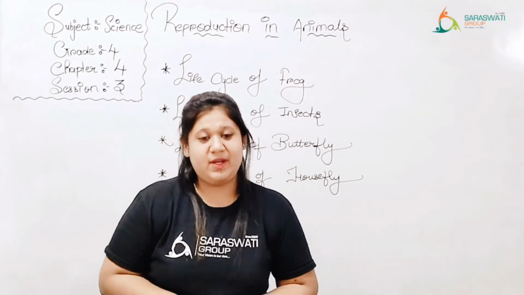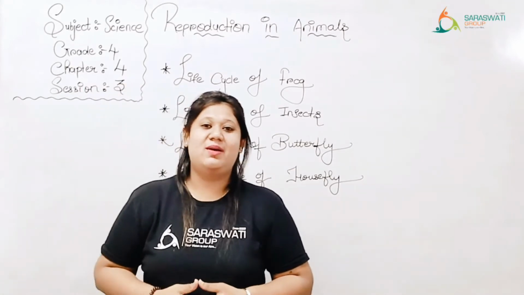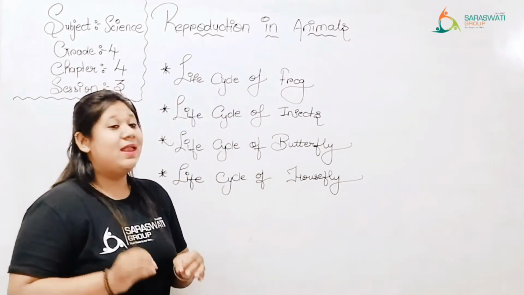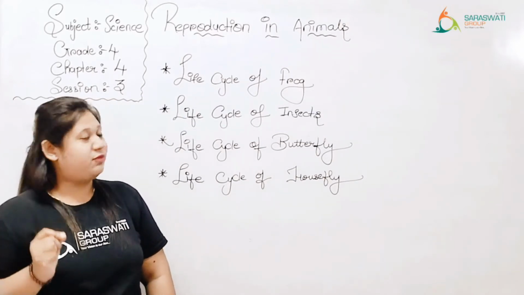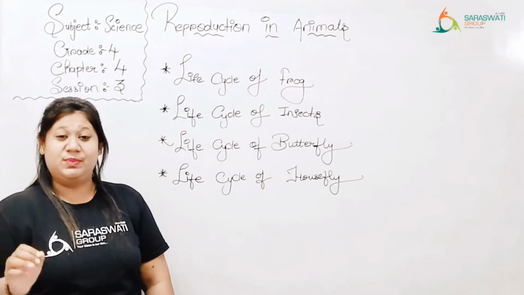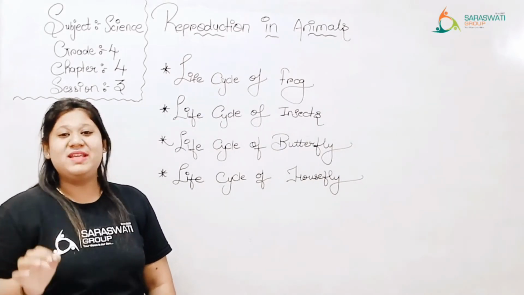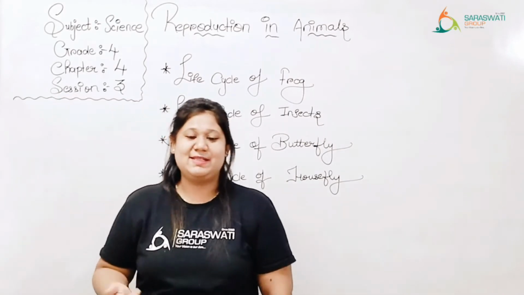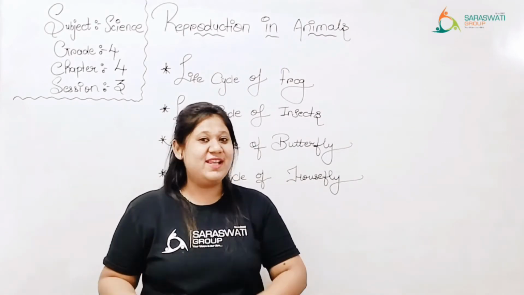Now kids, our chapter number 4, Reproduction in Animals, right? Today is session number 3. In today's session, I am going to explain you about life cycle, particularly the life cycle of frog, life cycle of insects, life cycle of butterfly, and the last one is life cycle of houseflies. These are the things I am going to cover in this session. But before I start explanation about these life cycles, let me help you to revise the last session.